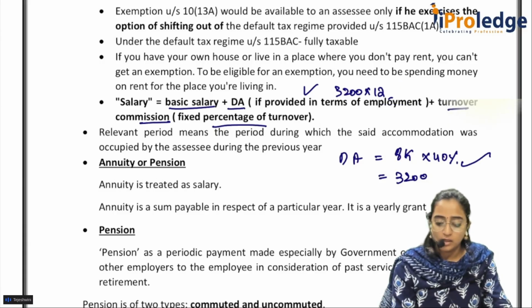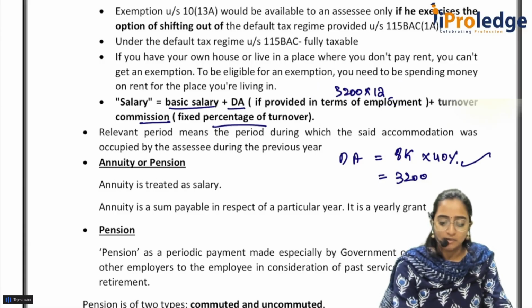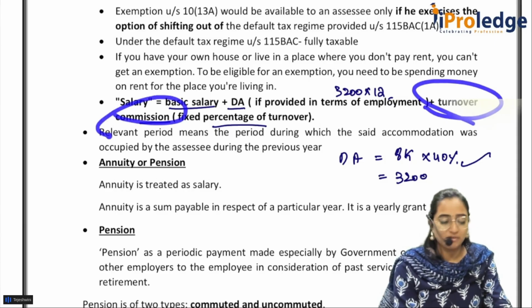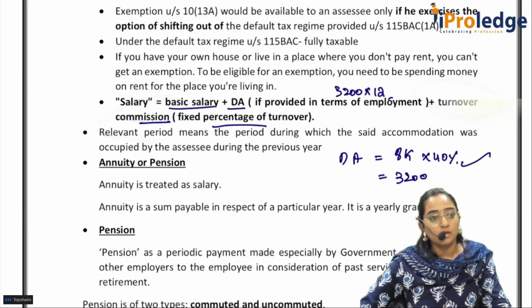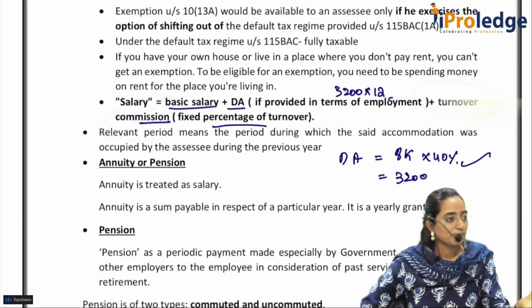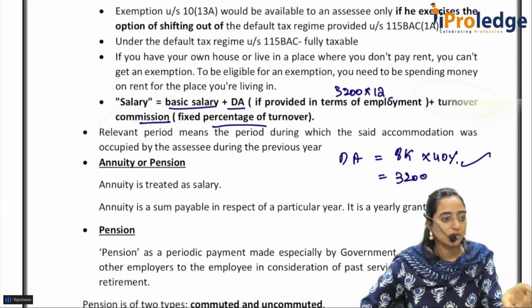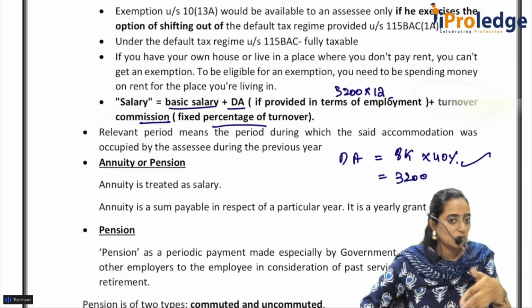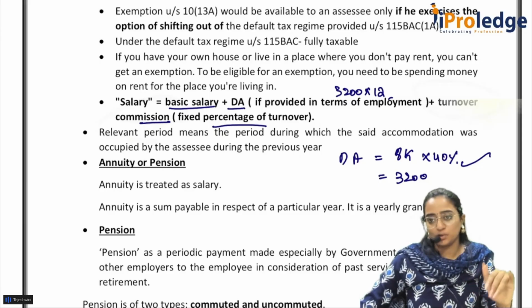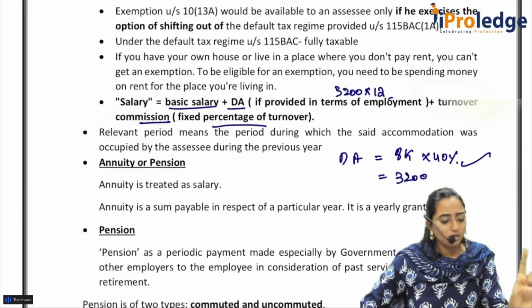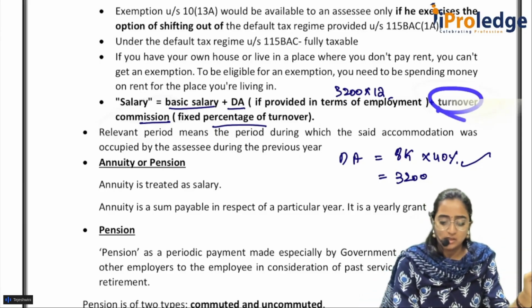Next, turnover commission. Have I stated only commission, or have I stated turnover commission? Turnover. What is turnover? Sales. Will I consider profit commission here? No. Will I consider any sales commission over here? Sales is turnover only, no. So turnover commission is included. Profit commission is not included. Managerial commission is not included. Nothing. Only turnover commission is considered.